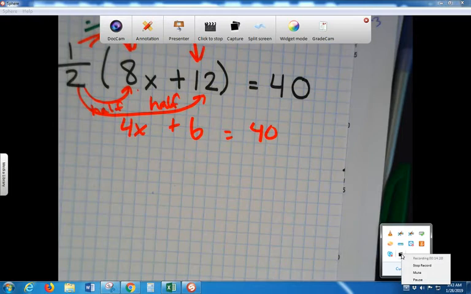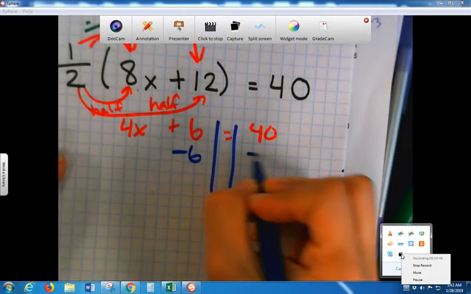So what's half of 8? 4. 4, and then we have x. What's half of 12? 6. So now you have a normal problem. But unfortunately, some of you might think, oh, this is too hard. I'm going to skip it. And really, it's not terrible. All right.